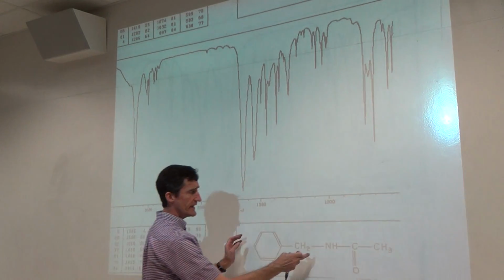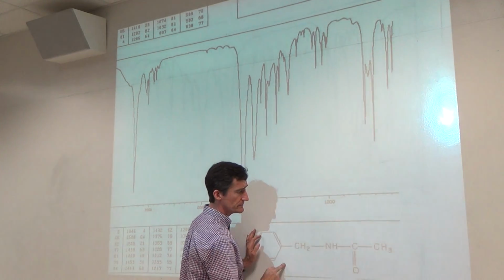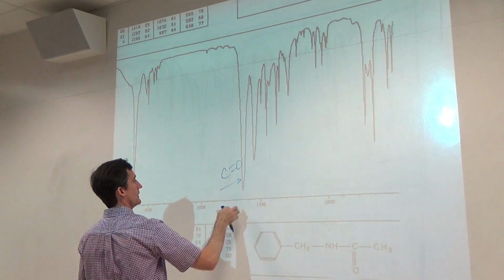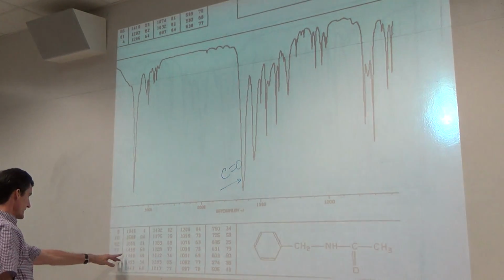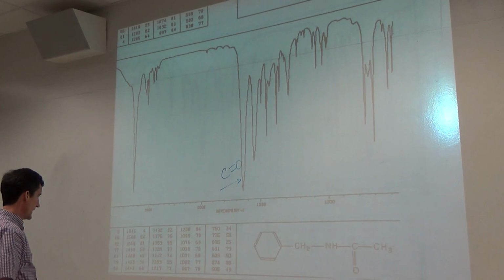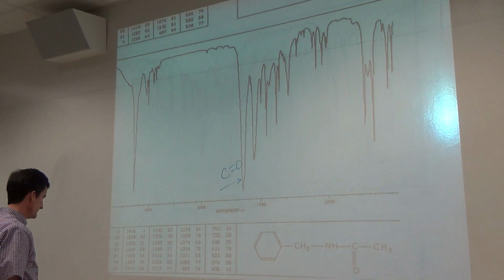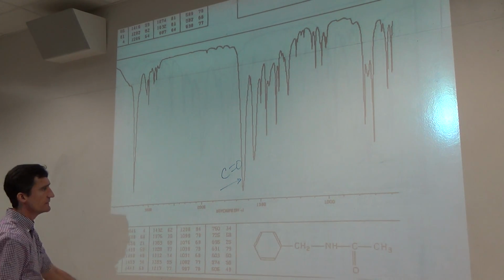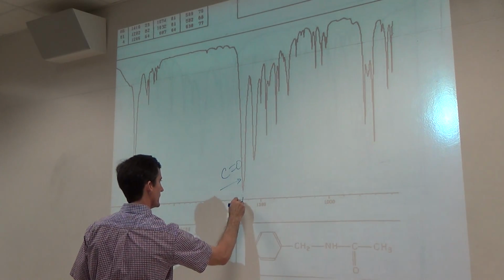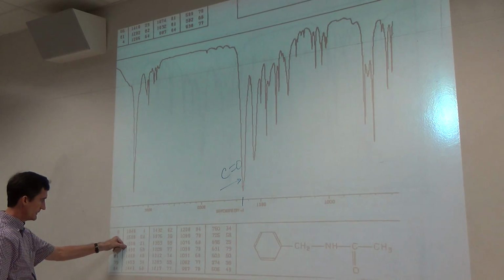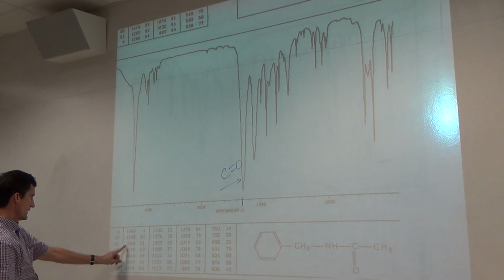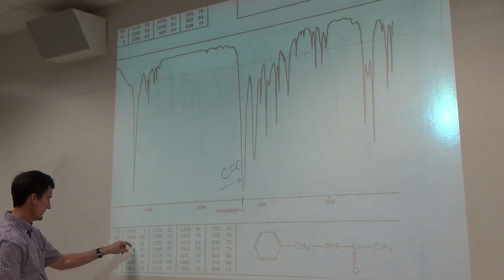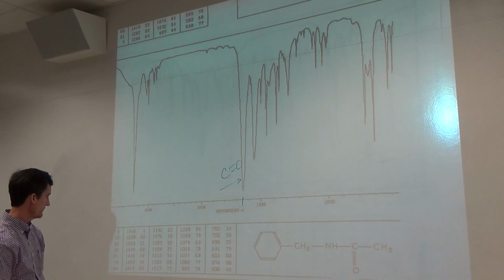Compound below is a secondary amide because the nitrogen is bonded to two carbons. Should have a low carbonyl. Indeed we do. Low carbonyl at about 1650. I don't know why this looks like a 15 there. That's a bit odd.